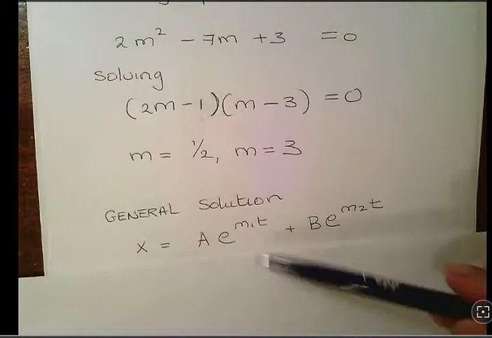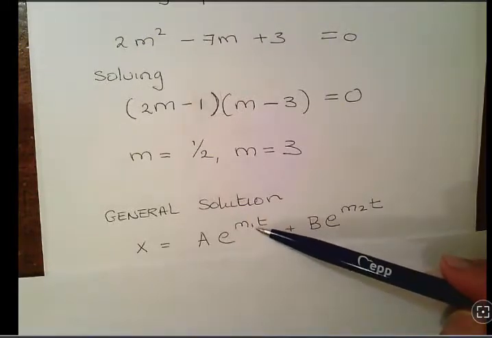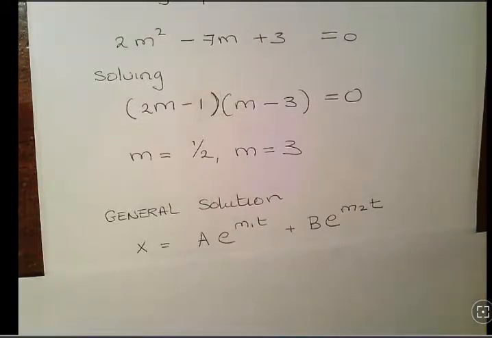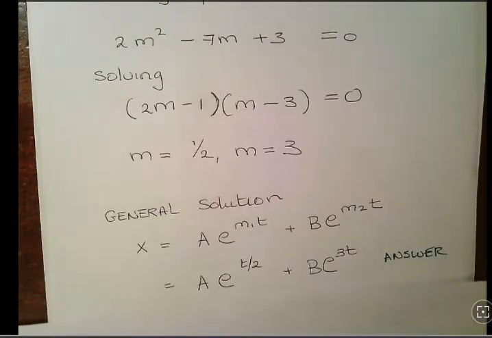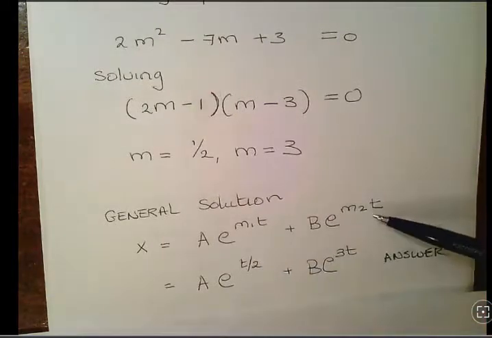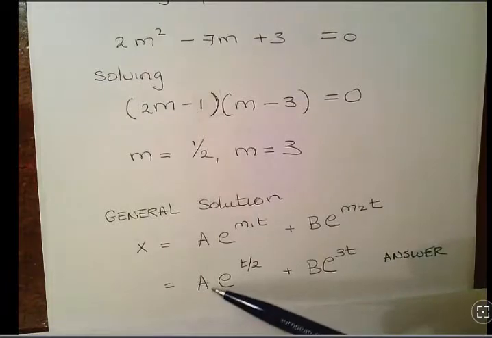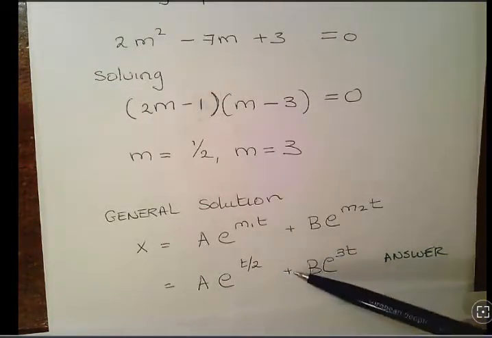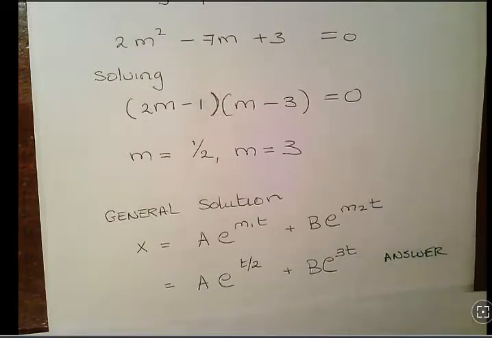Okay. e to the m1 t plus B times e to the m2 t. Essentially all we're going to do here is put in the values. So m1 is equal to a half, so m1 t is t over 2. m2 is 3, so m2 t is 3t. Okay, so x is equal to A times e to the t over 2 plus B times e to the 3t. So that is the answer to the second one.